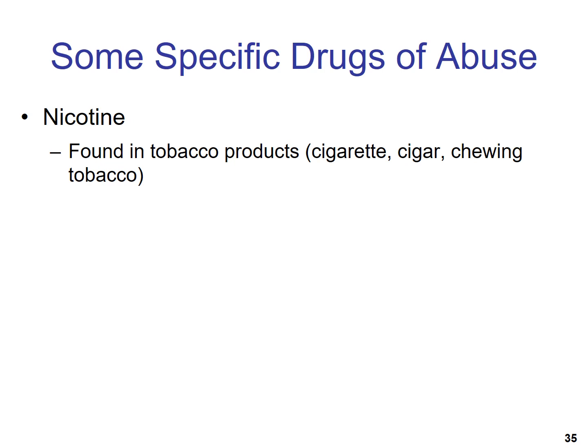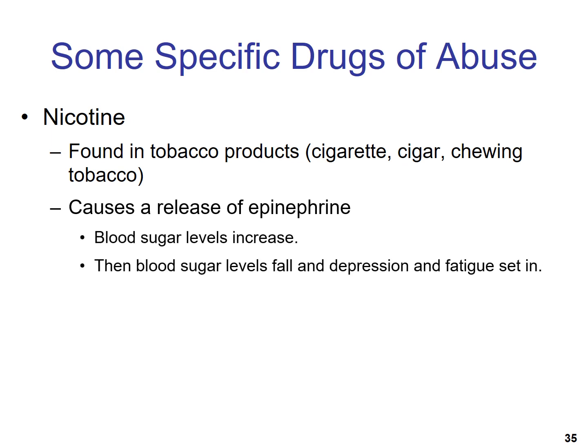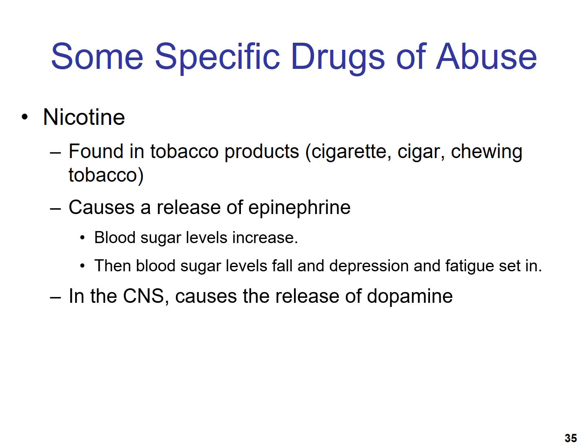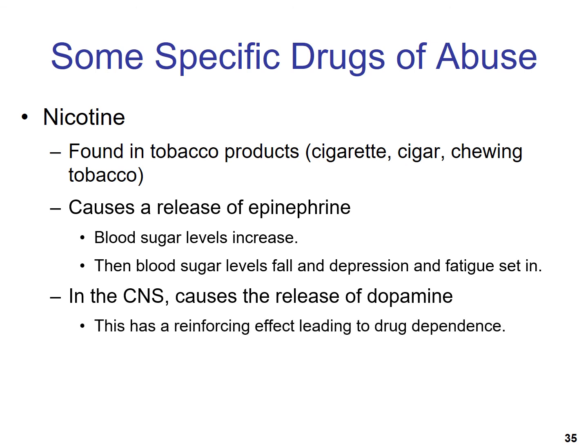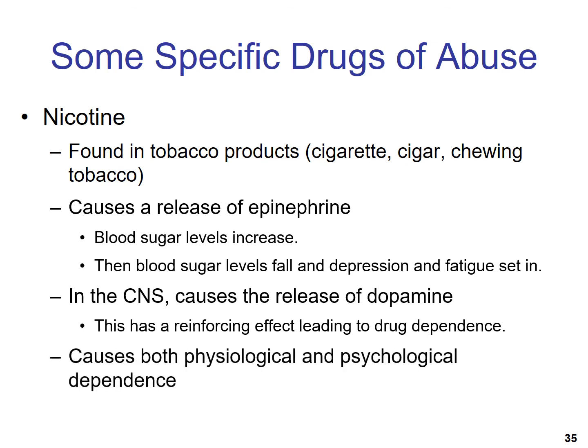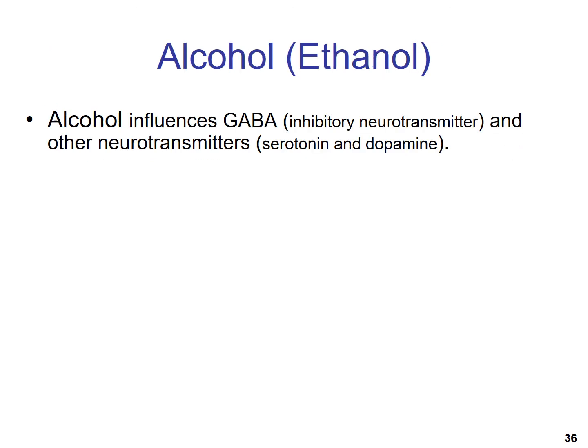So nicotine, I think you know where that's found. It causes a release of epinephrine, which can raise your blood sugar levels. But the problem is you get a crash afterwards, and depression and fatigue can set in. But in the central nervous system, nicotine can cause the release of dopamine, so people will get a little bit of a buzz from it, and they feel good from it. So this reinforcing effect will lead to drug dependence. And so nicotine has both a physiological and a psychological dependence.